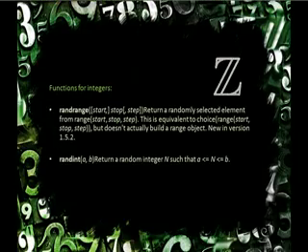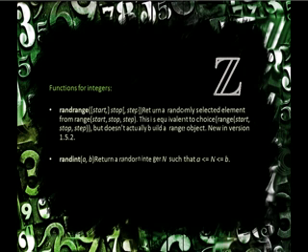Functions for integers. randrange(start, stop, step): Return a randomly selected element from range(start, stop, step). This is equivalent to choice(range(start, stop, step)), but doesn't actually build a range object. randint(a, b): Return a random integer n such that a <= n <= b.